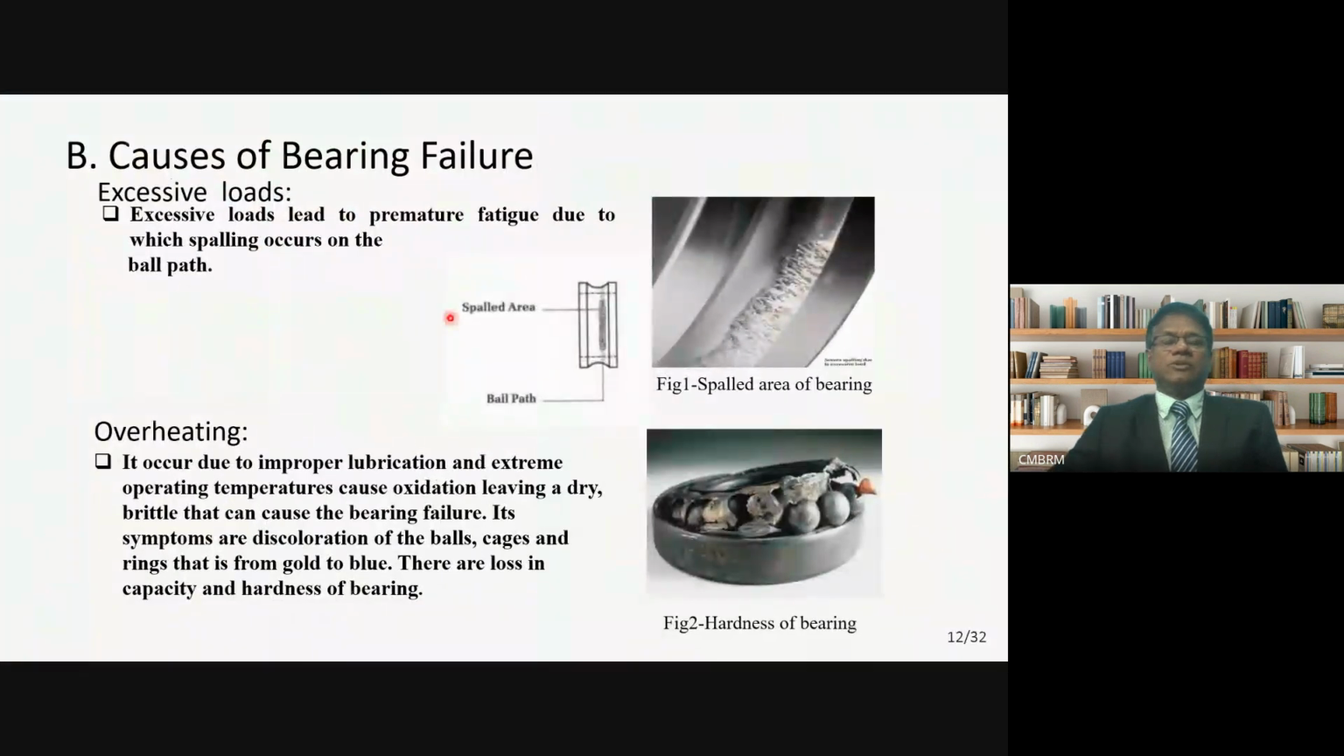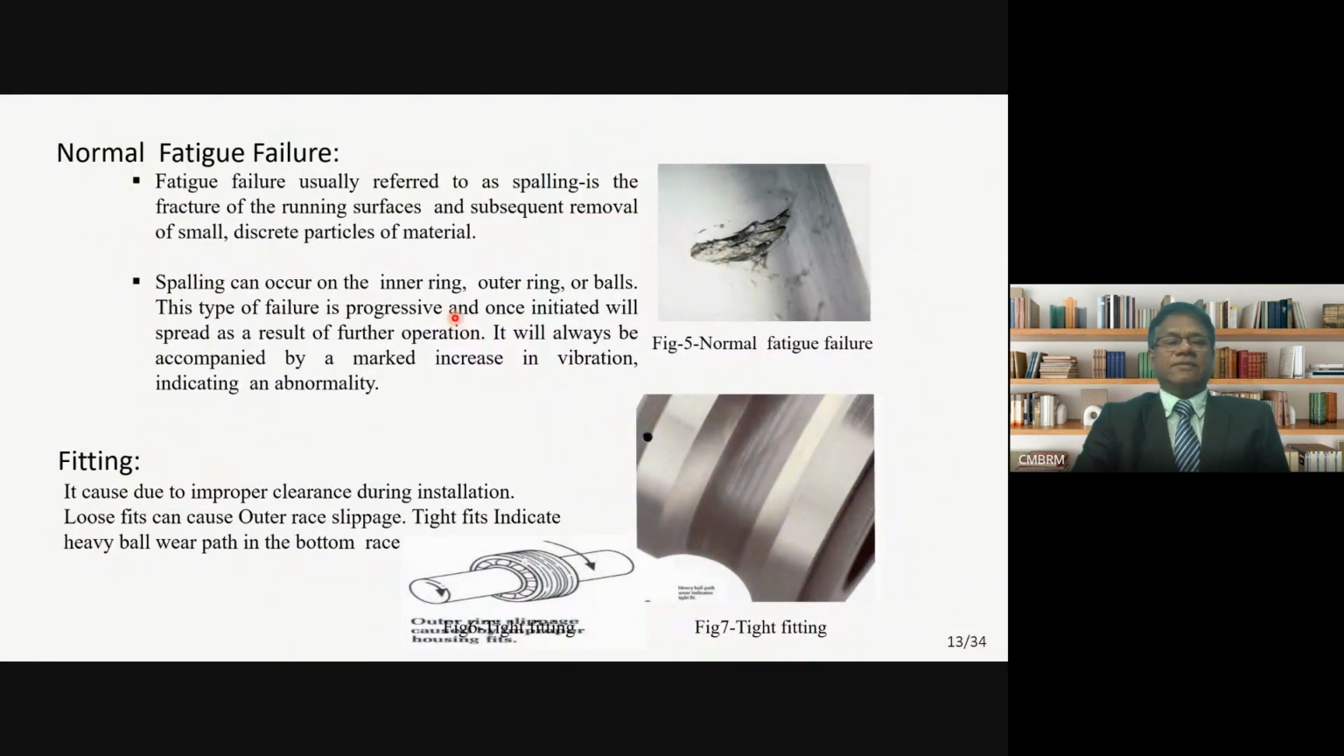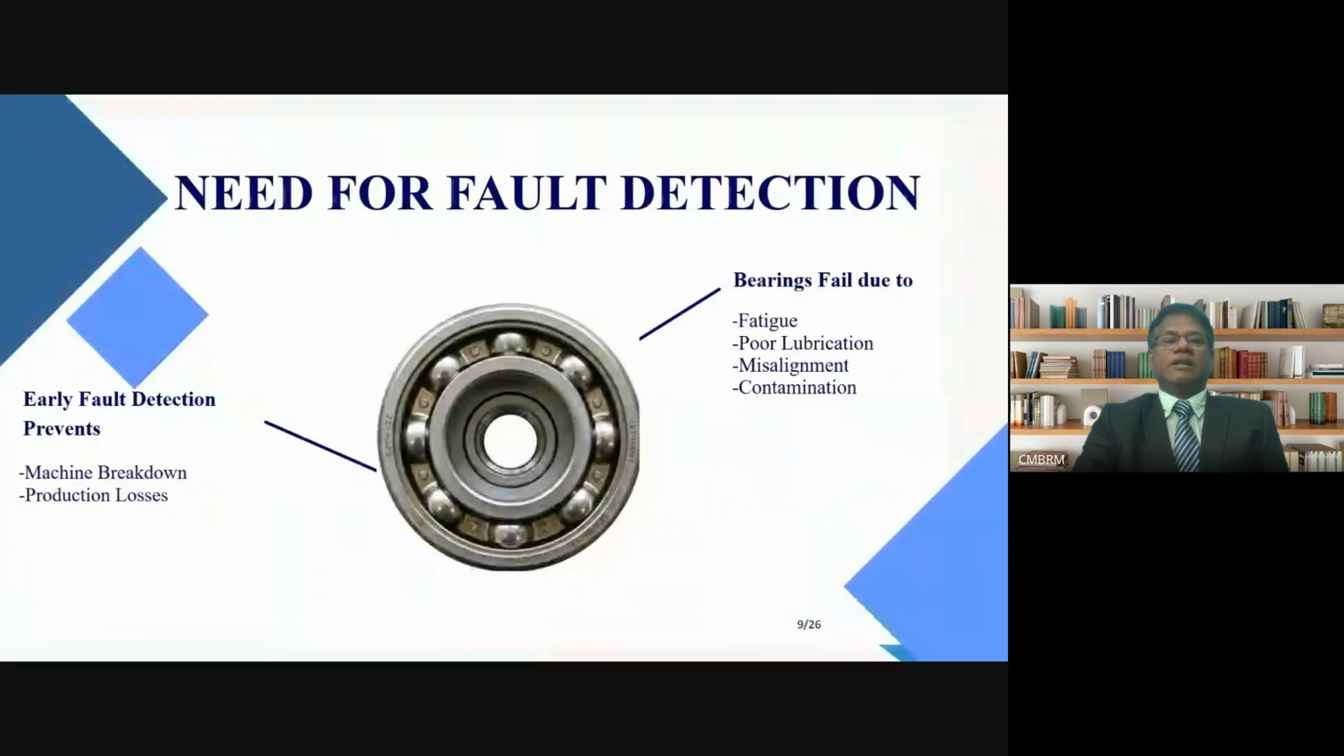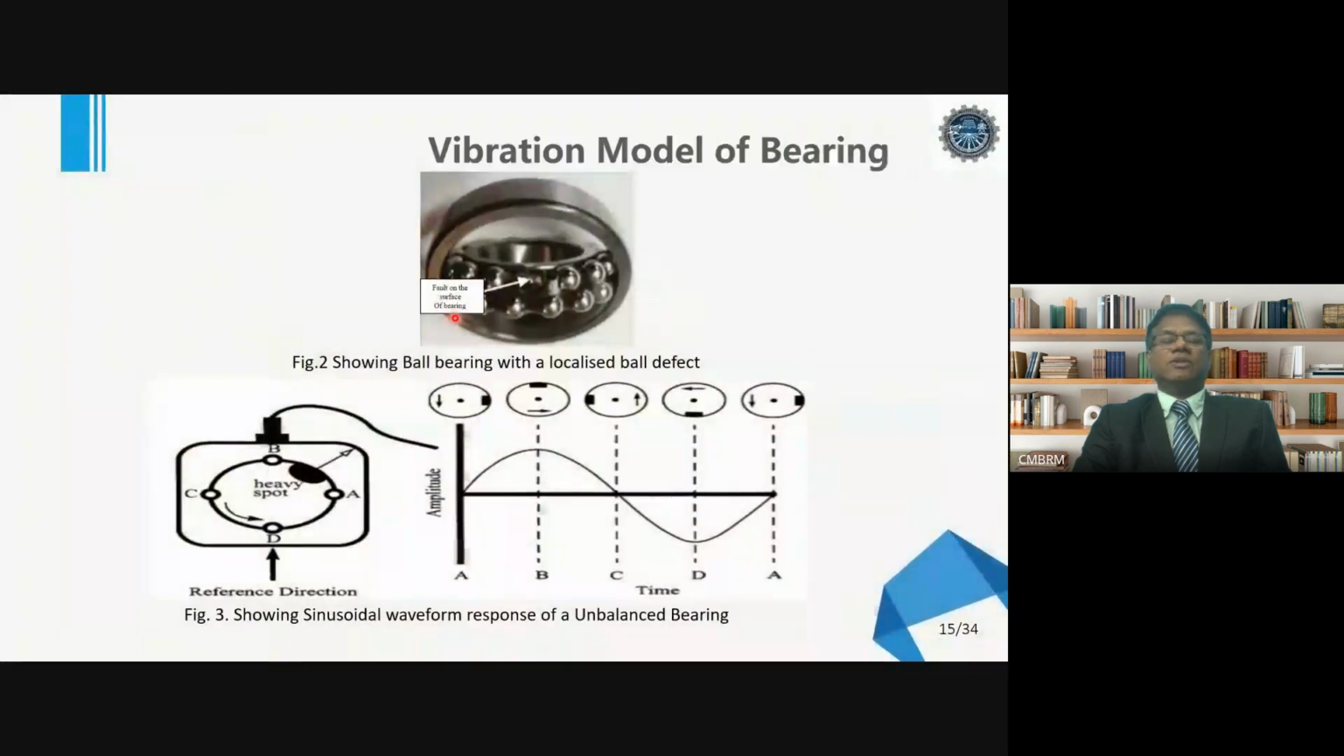Next, what is the cause of failure? Usually bearing failure is due to excessive load, overheating, fatigue failure, pitting, and contamination. Due to all these factors, the bearing is going to fail. So what is the need for fault detection? We require that the machine should not break down and should not cause production loss. The failures are caused by fatigue, poor lubrication, misalignment, and contamination.